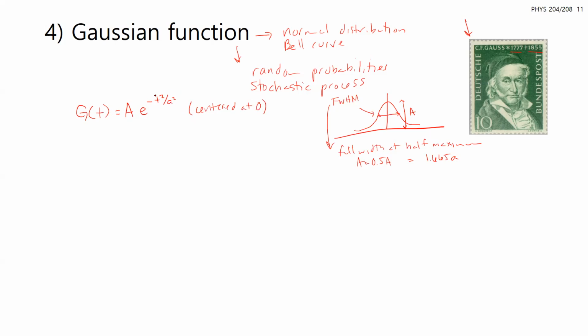If you wanted to shift it, you would then have an additional constant up here with the t. So if we wanted to shift that, it would be A e to the negative (t minus t naught) squared over a squared, if you want to shift.